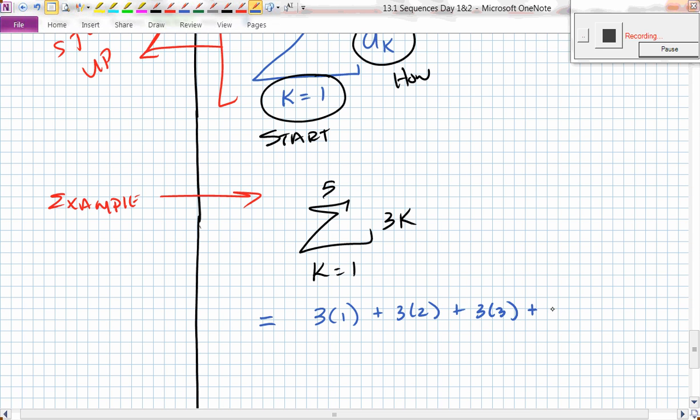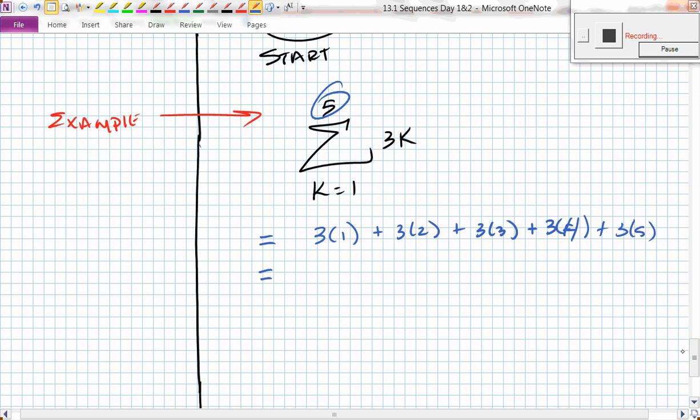How do you know that? Because it says to stop at 5, right? 3 times 4 plus 3 times 5. Well, how much is all of that? A lot. Well, isn't there a 3 in every single term? So could I factor 3 out? So isn't that just 1 plus 2 plus 3 plus 4 plus 5 all times a 3? 5 with the exclamation point.